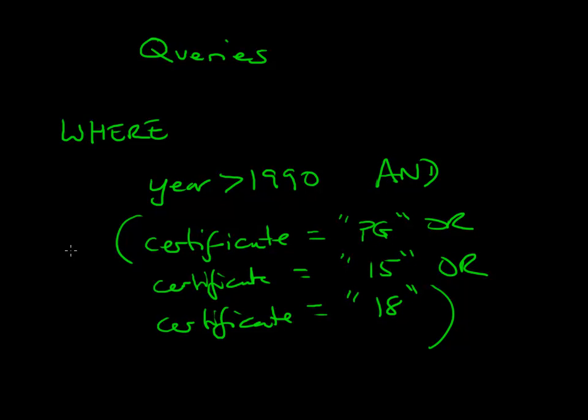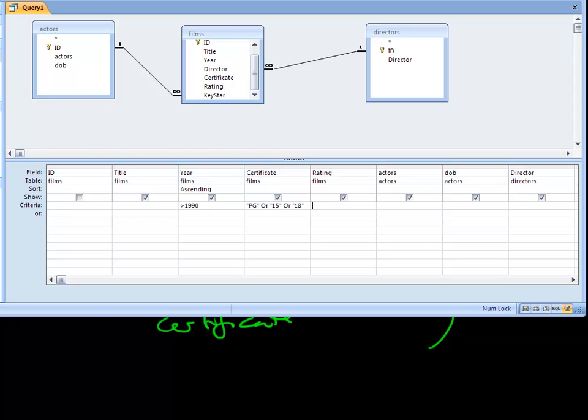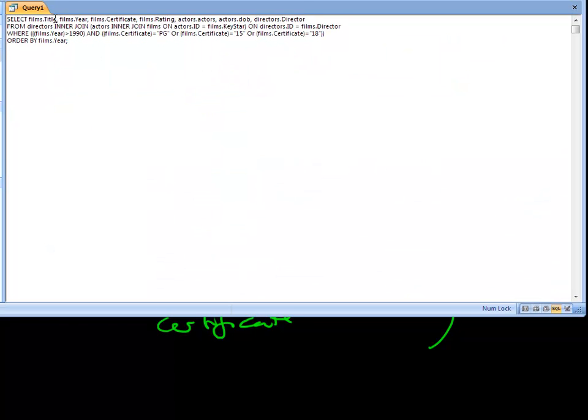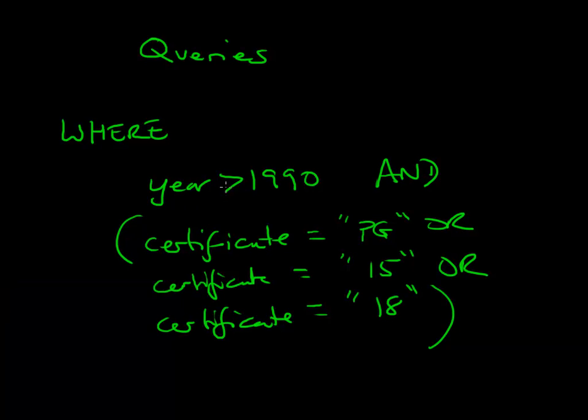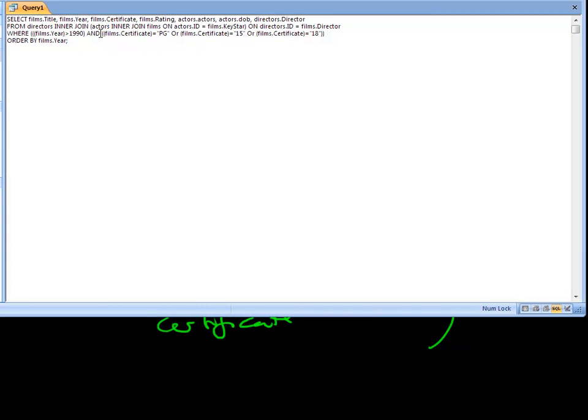And if we take a look at the query, which is the one which is written by Access, so if we go in, it will look slightly confusing, but we should be able to read it. And so here we're selecting everything, we're doing our joins to join the three tables together, but the key thing is here, where the year on the films table is greater than 1990, well that's what we thought it would be, so here the year is greater than 1990, and the certificate is a PG, or the certificate's a 15, or the certificate's an 18.